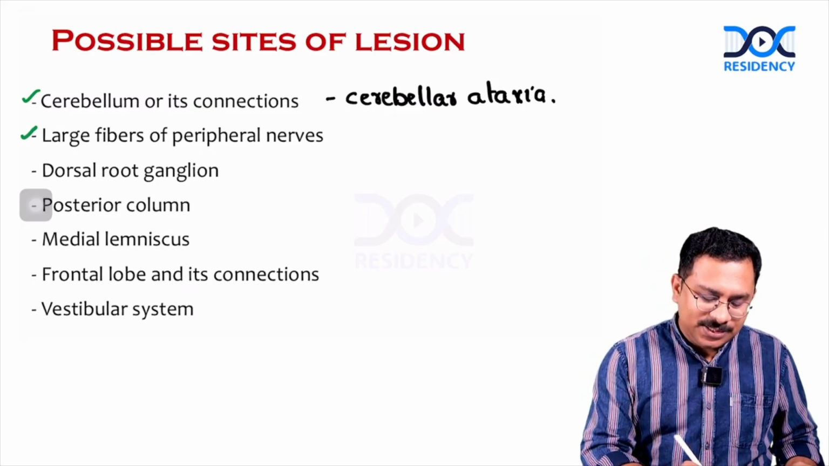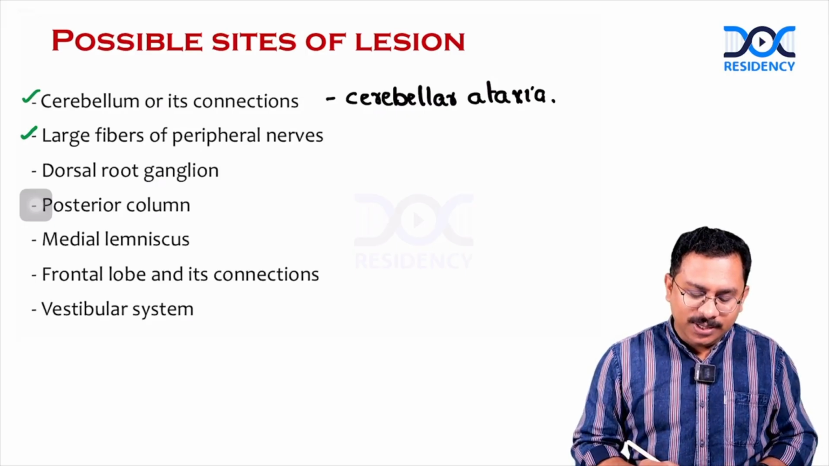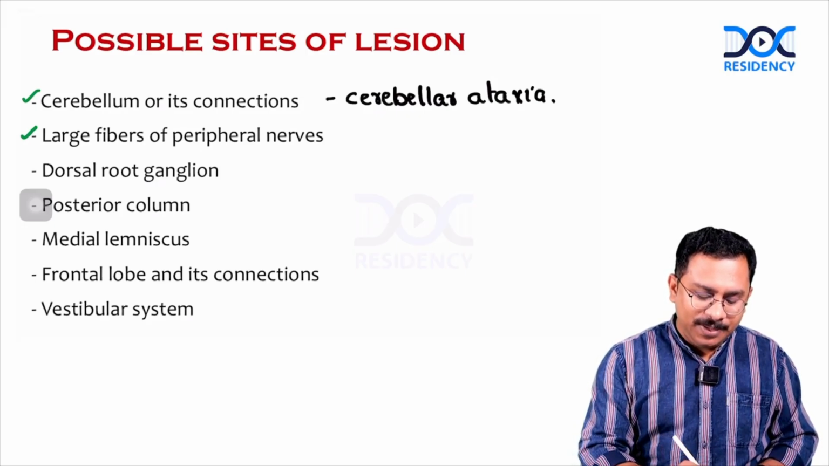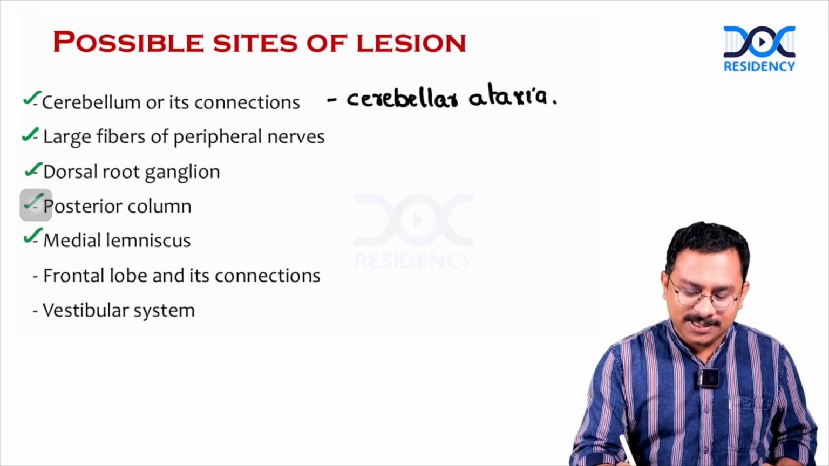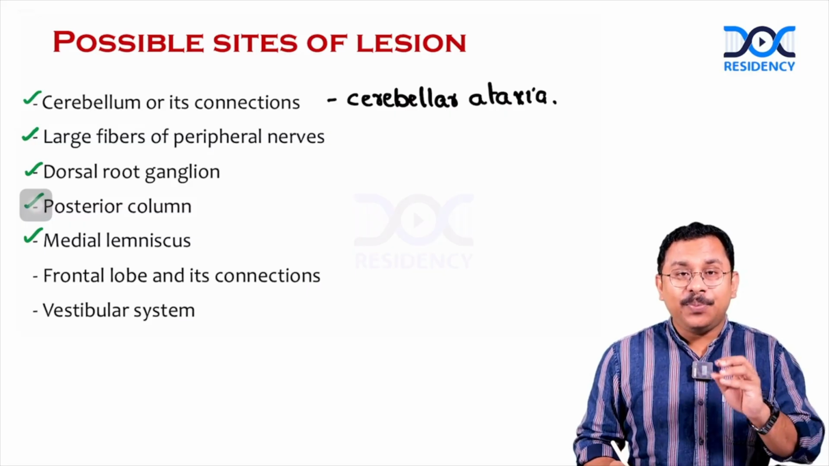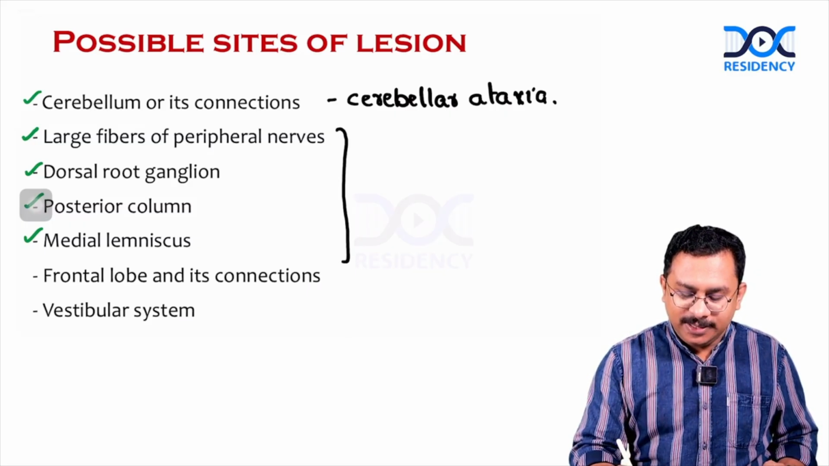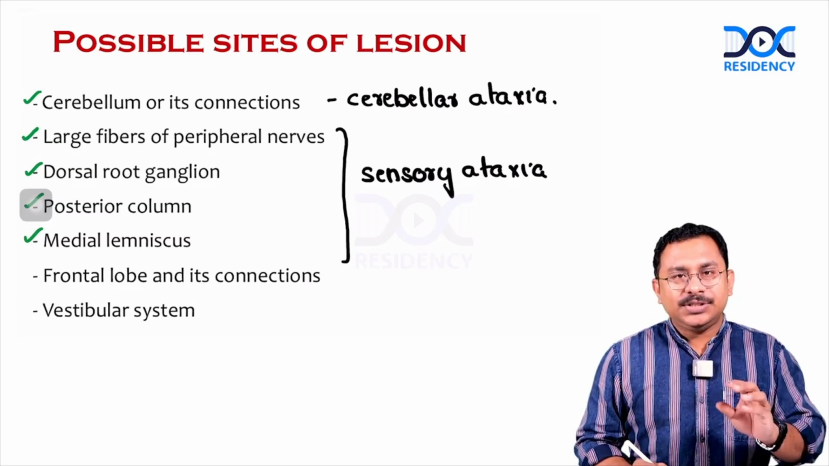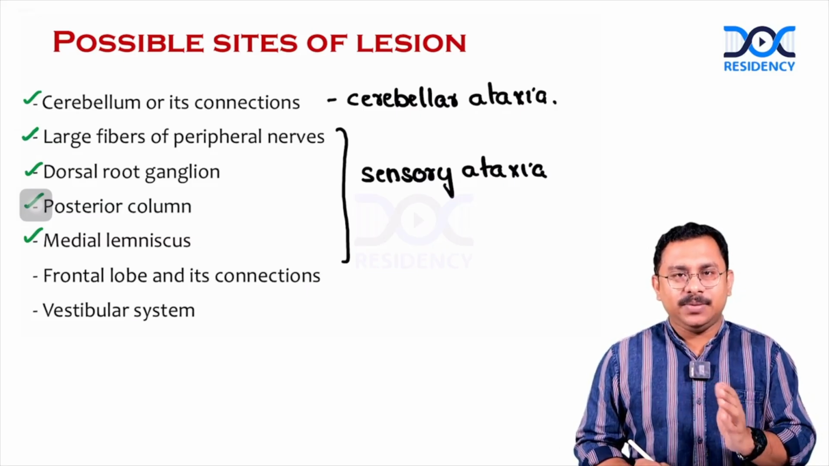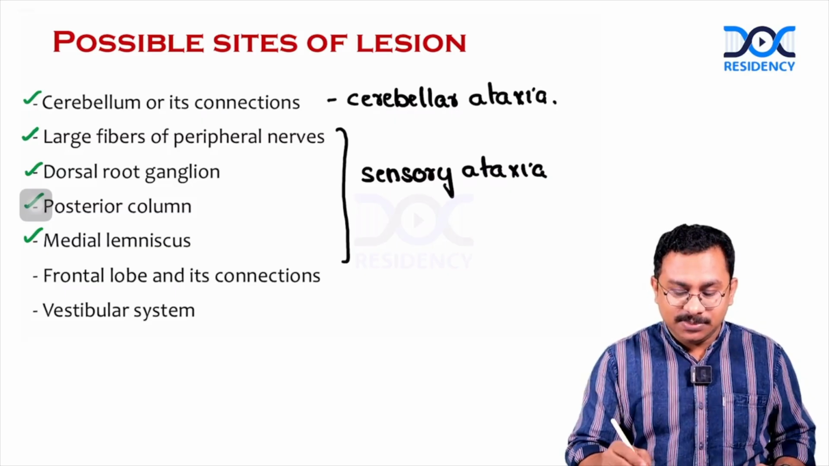Then other possible sites of lesion: large fibers of peripheral nerves, dorsal root ganglion, posterior column, medial lemniscus. In these four sites that I've just discussed, there is a proprioceptive defect. Now when there is such a proprioceptive defect, it can result in a sensory ataxia. This is usually accompanied by sensory symptoms, so along with the ataxia, the patient will definitely have some sort of sensory symptoms.